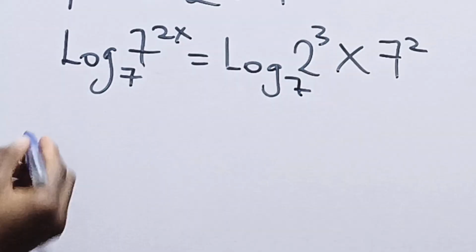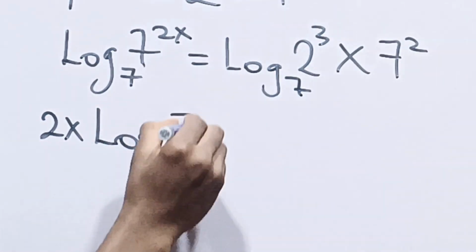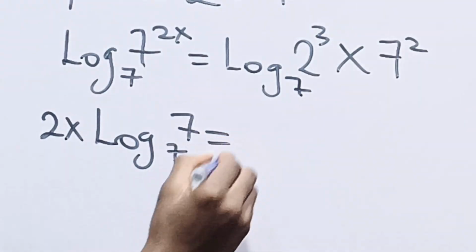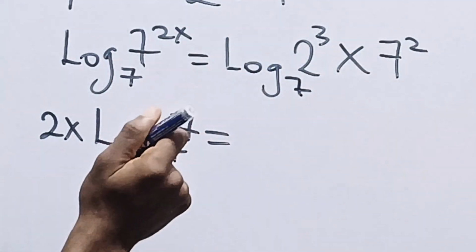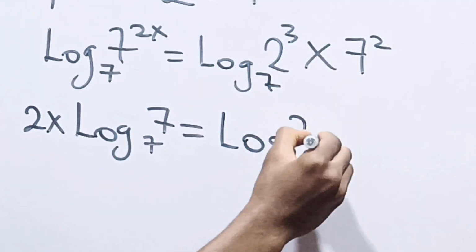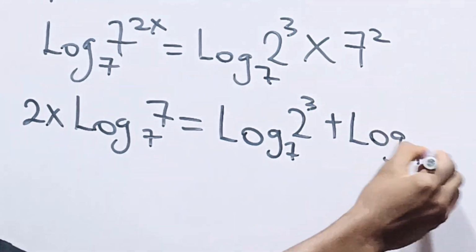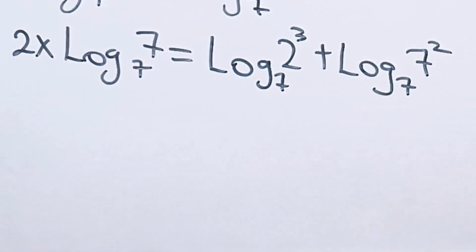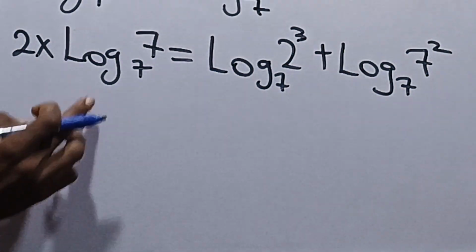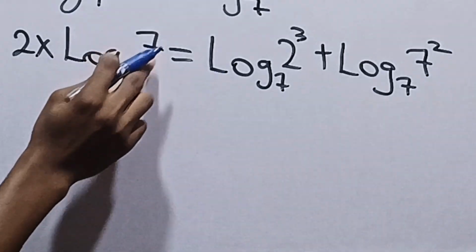Okay? Now what I have here is now 2x multiplied by logarithm of 7 to base 7 to be equal to, on this other side I can split and put plus. So I'll have logarithm in base 7 of 2 cubed plus logarithm in base 7 of 7 squared. Alright? Now, when you have logarithm of a number to its own base, the logarithm is 1. Okay? So this logarithm of 7 to base 7 is 1.